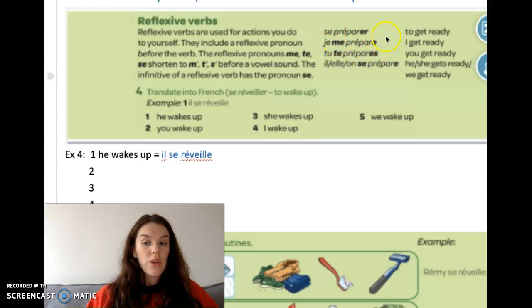So with je, we know the ending is E. With tu, we know the ending is ES. With il, elle, homme, we know the ending is E. With vous, the ending is EZ. With nous, it's ONS. And then with ils and elles for they, the ending is ENT. So just something to remember.